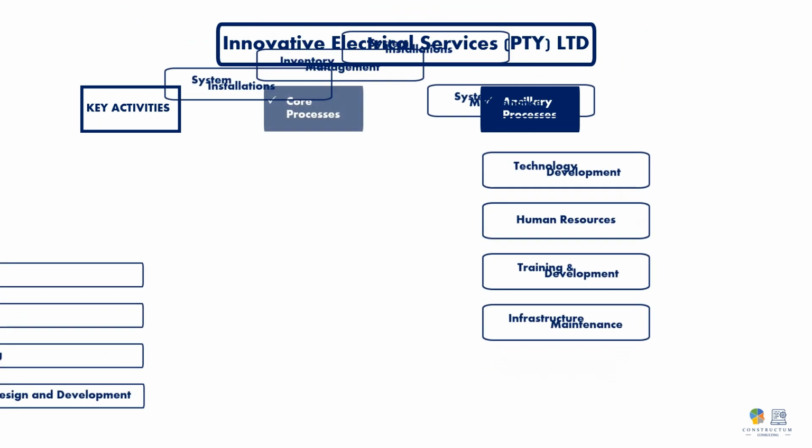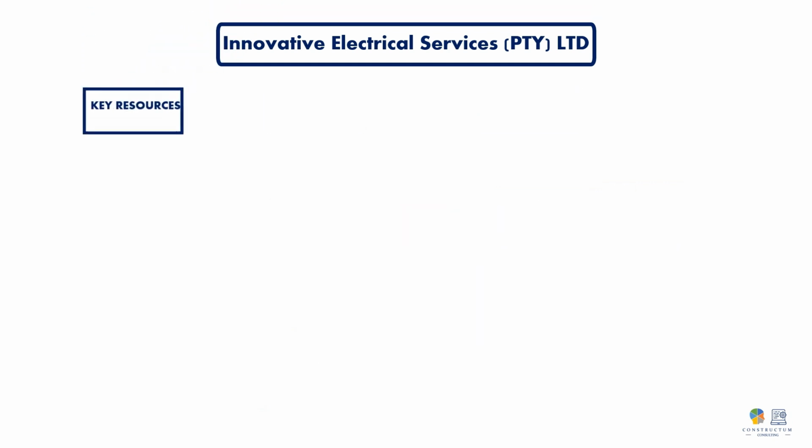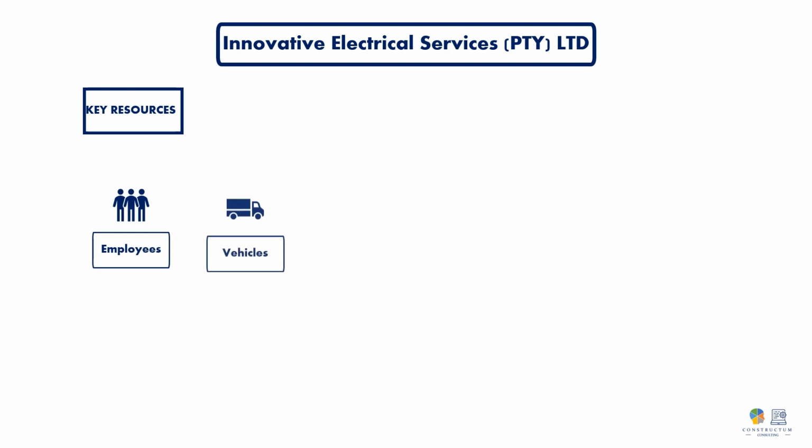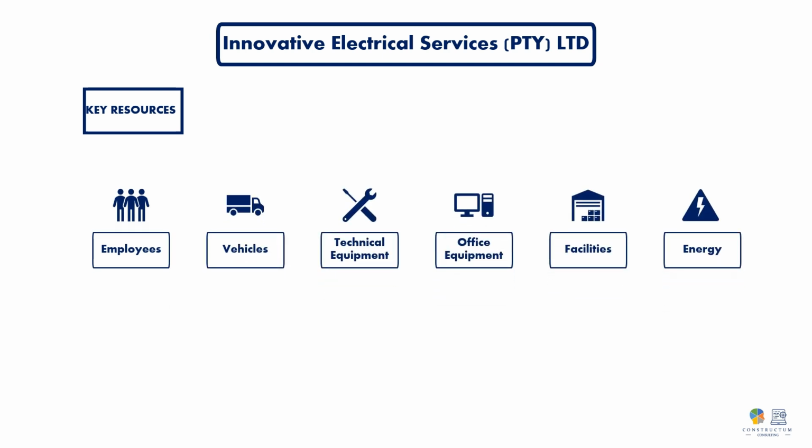Having identified the core and ancillary processes for IES, Karel can now consider what key resources the business will need. Karel identifies the following key resources: employees, vehicles, technical equipment, office equipment, facilities, and sources of energy. Karel can now calculate the number of employees required to complete each step in every process, because he now understands the individual tasks that must be performed and the duration of each task.